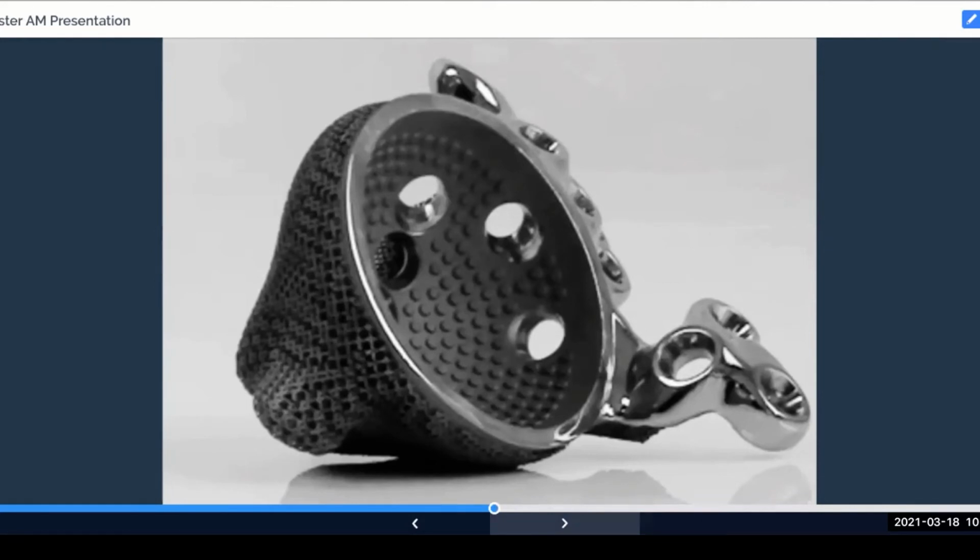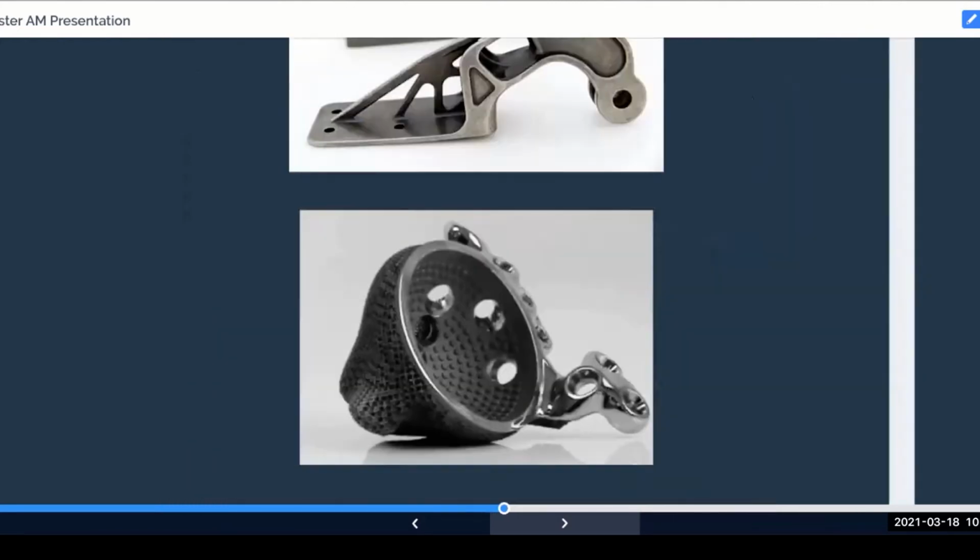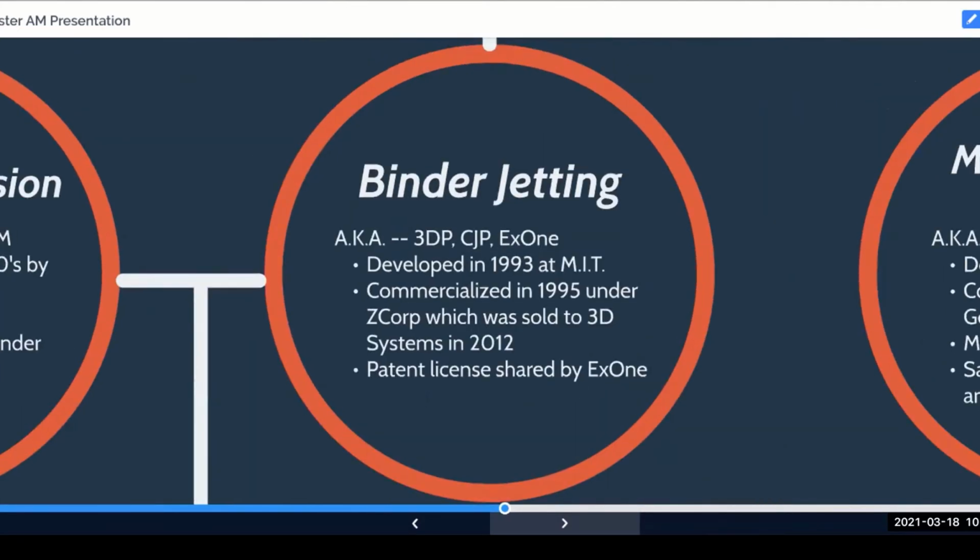And we're starting to see it happen. We're doing a project at Lehigh with a thumb joint. You're starting to see it with knee joints, just because it's allowing this bone ingrowth to happen. So totally phenomenal. All right, completely different technology, binder jetting.